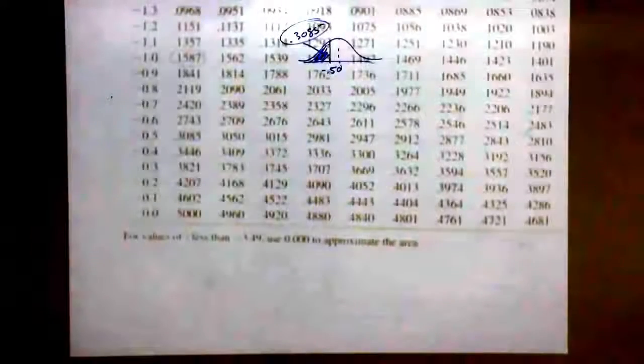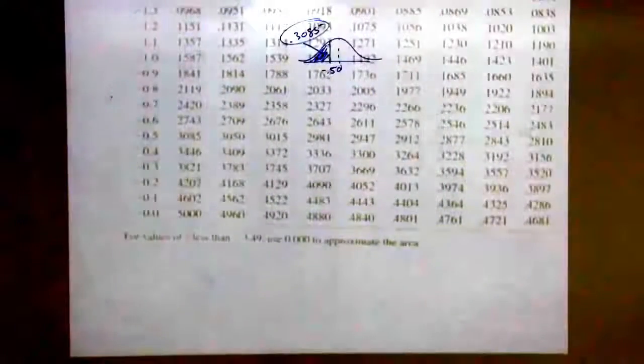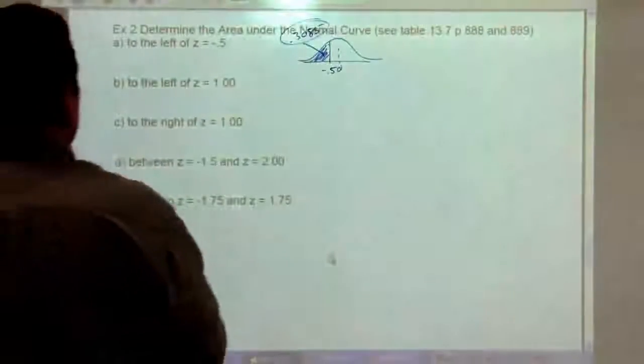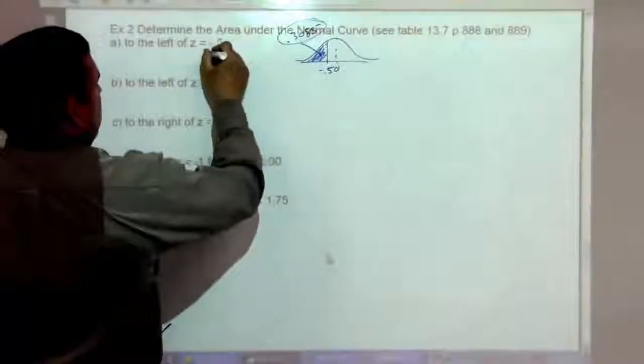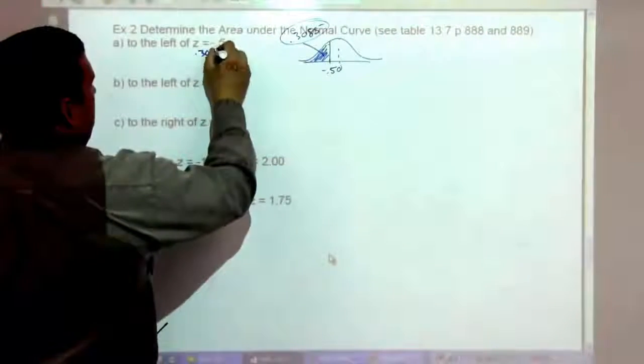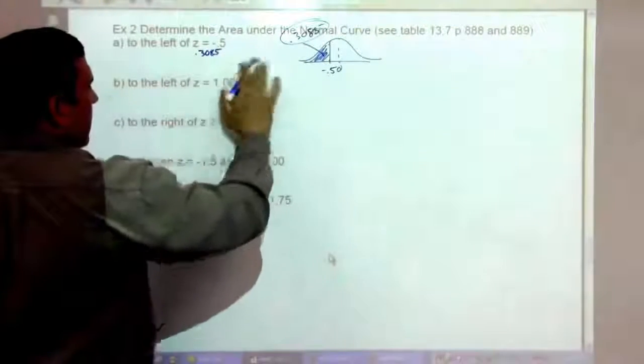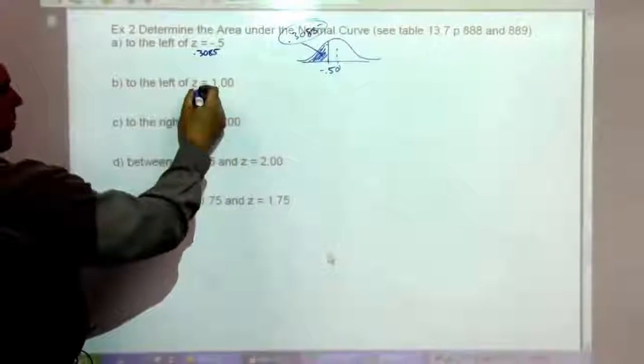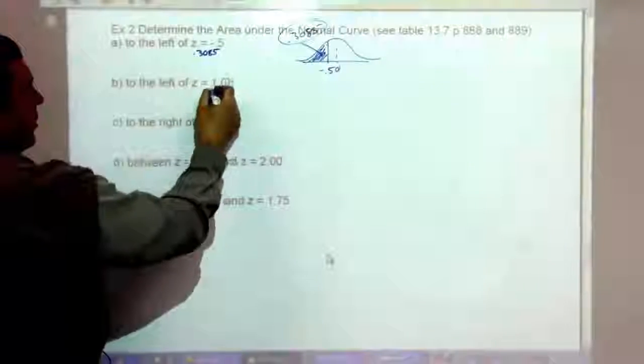Okay, let's go on to the next problem. This button, okay. So that was 0.3085. Now I'm going to probably need to erase this so it's not going to confuse what's on the book when I look at that at the end of the document projector.